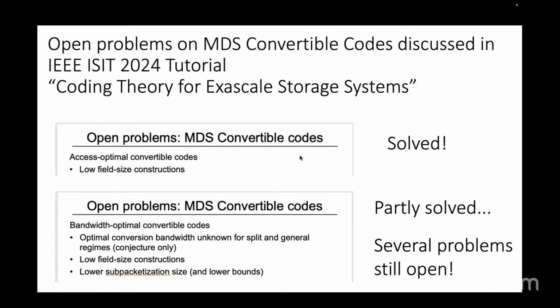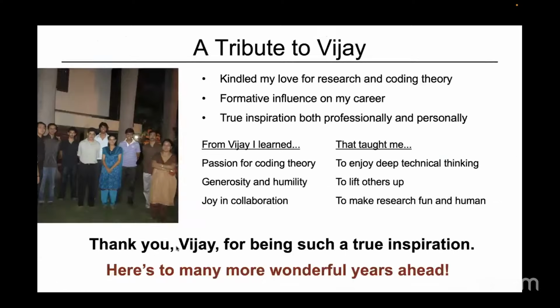And one nice aspect of it is you can see many of the contributions are coming from several folks that have come from Vijay's academic family. Secondly, the bandwidth optimal convertible codes, as I mentioned, are partly solved. Some of it is open. The split regime is almost solved, but there is one small parameter regime where we still don't know what is optimal. And of course, the general conversion is still open.